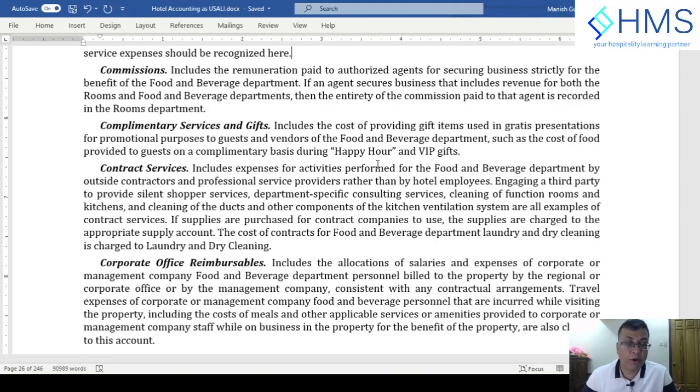Then you have corporate office reimbursable. Similar to cluster offices, sometimes the hotel, if it's part of a hotel chain, may have a national office where they are doing the marketing, or maybe doing other things, let's say menu designing, or the corporate F&B director's office expenses will be charged to the corporate office reimbursable. Again, the labor cost will be charged to the labor lines. The rest of the cost will be charged here in this particular account.